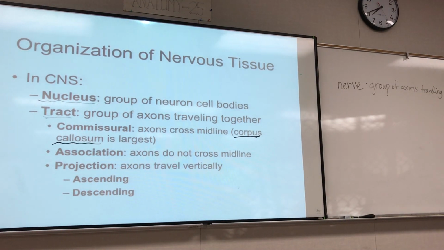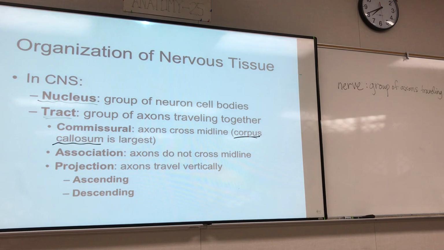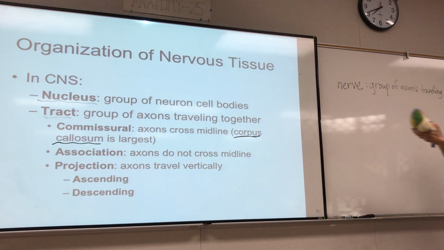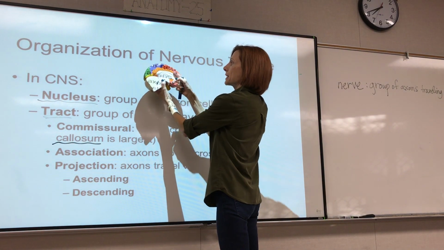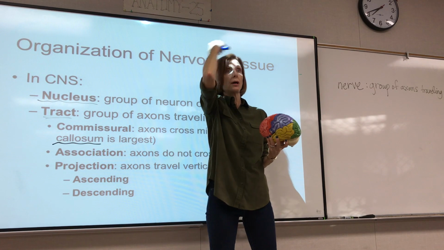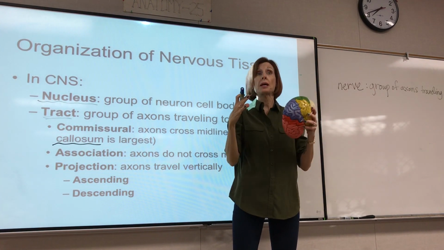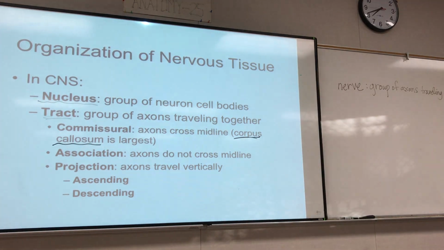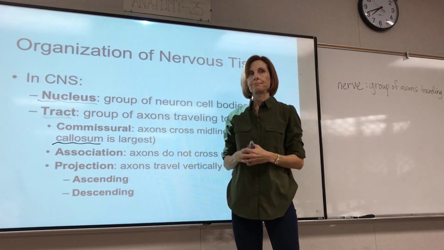So if you're looking at a mid-sagittal cut, it's actually this big kind of C-shaped structure here. These are axons that are crossing over the midline, connecting different parts of the right and left side of the brain, allowing them to communicate with each other. So commissural tracts cross over the midline.